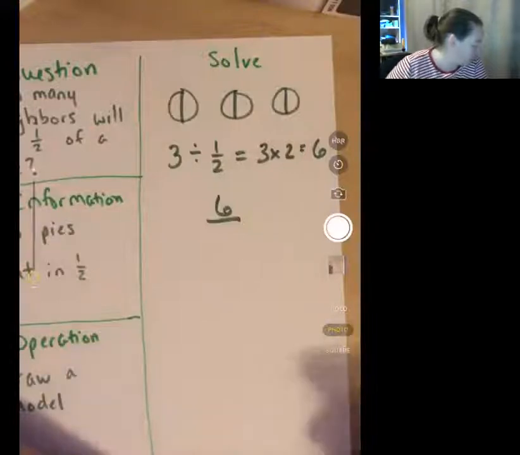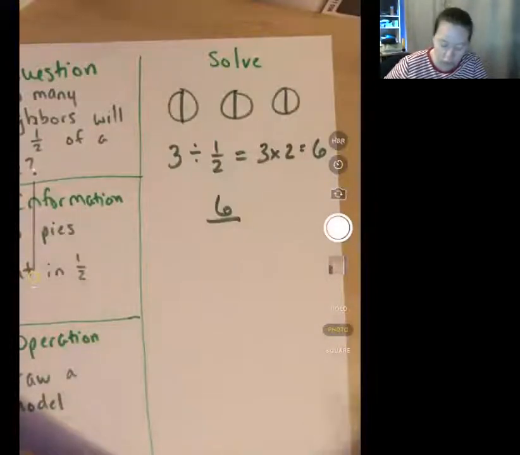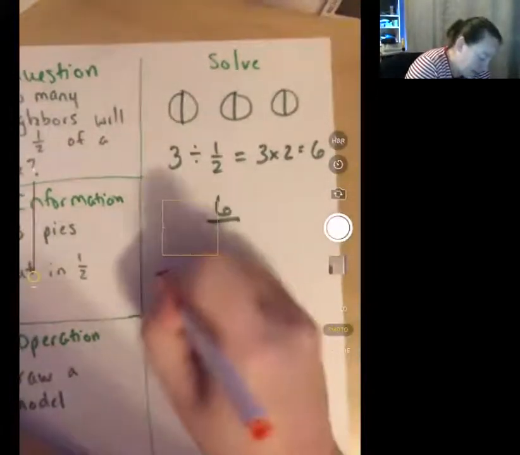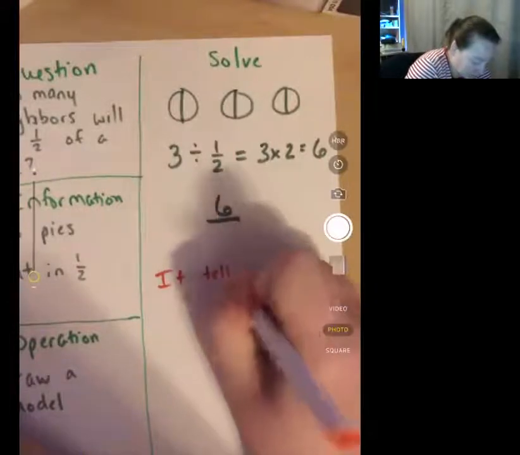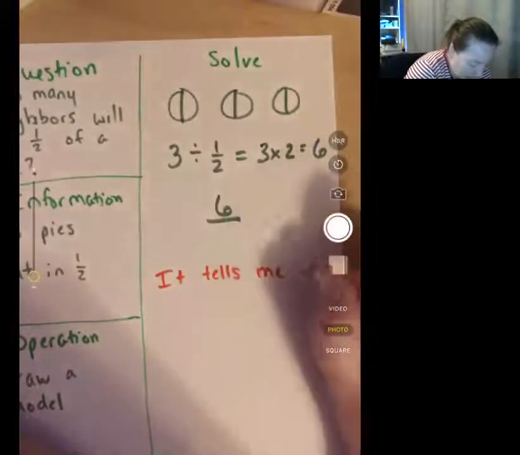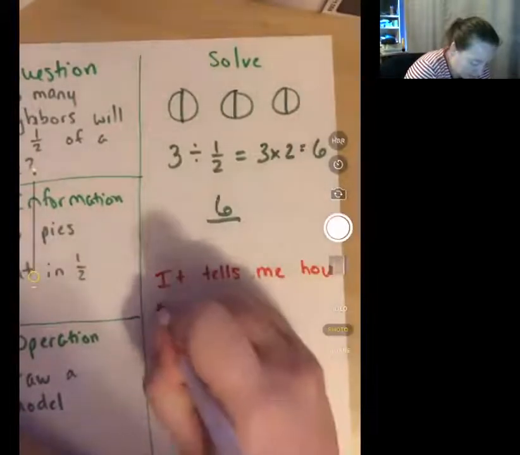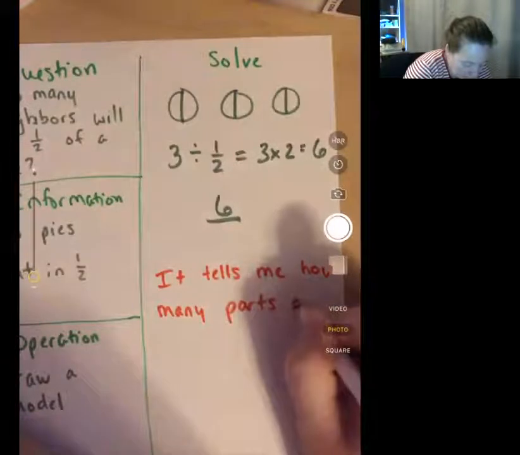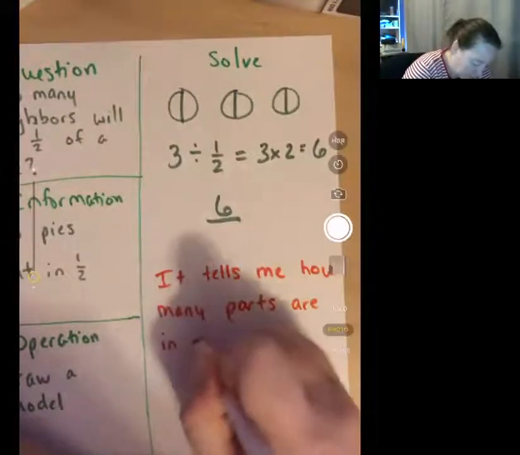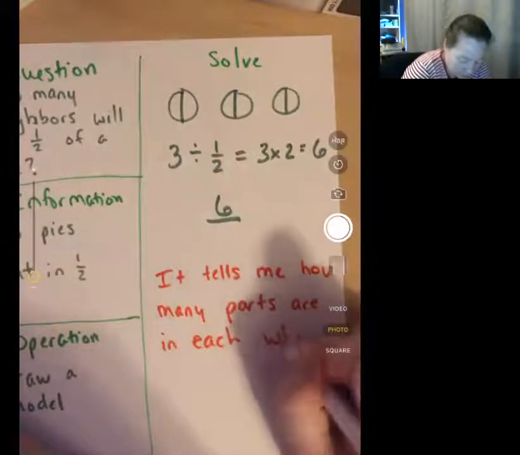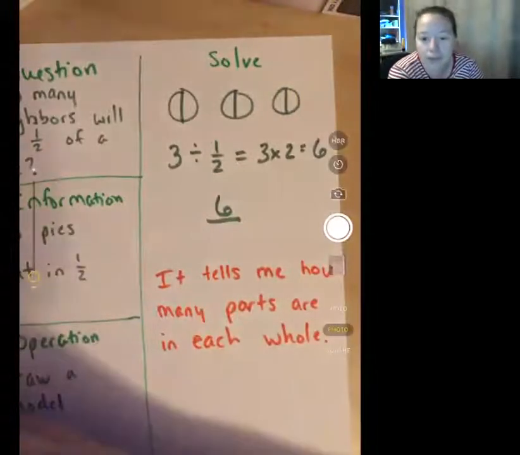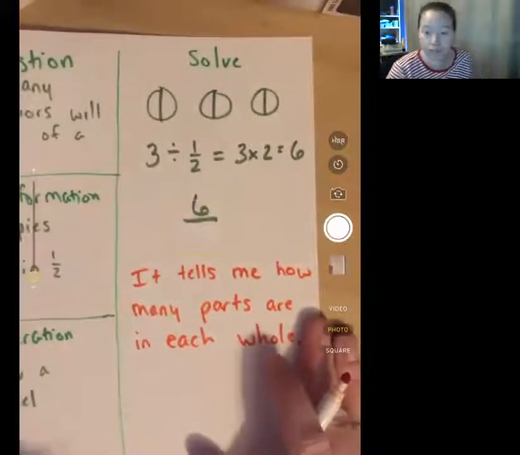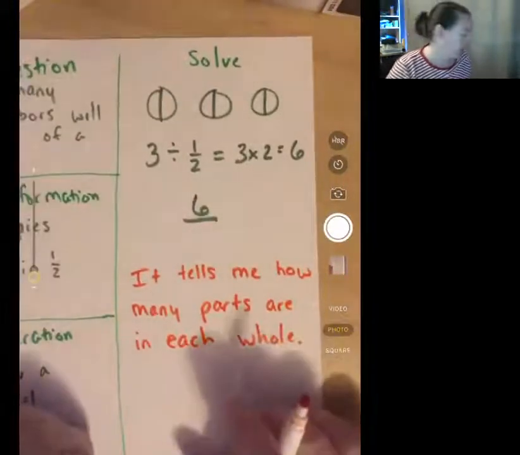Explain how the diagram you drew for a division problem helps you to write a multiplication sentence. It tells me how many parts are in each whole. Tells me how many parts are in each whole. That's all. Okay.